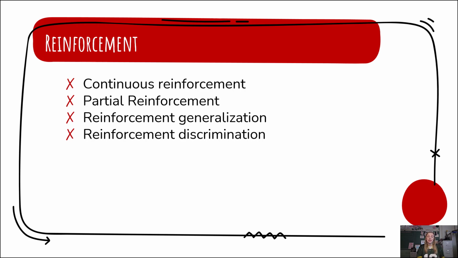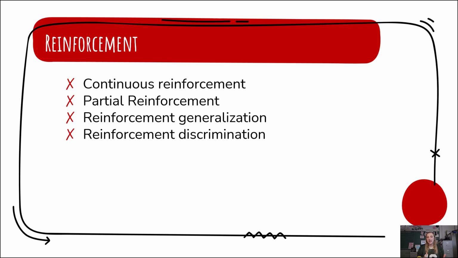Reinforcement discrimination, on the other hand, is the opposite of generalization. It happens when a subject learns to distinguish between different stimuli and responds only to stimuli that have been reinforced. For example, a dog might learn to sit when hearing the word sit, but not when they hear the word stay or fit. This shows that the dog has discriminated between the two commands. Understanding these concepts helps us explain how behaviors are shaped and maintained.